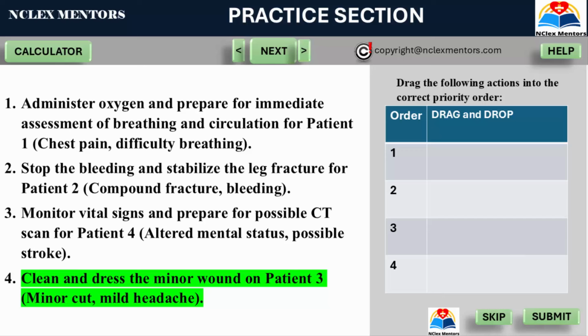Patient 3, clean and dress the minor wound. You did great. Keep practicing this and your prioritization skills will continue to improve. Keep up the fantastic work.